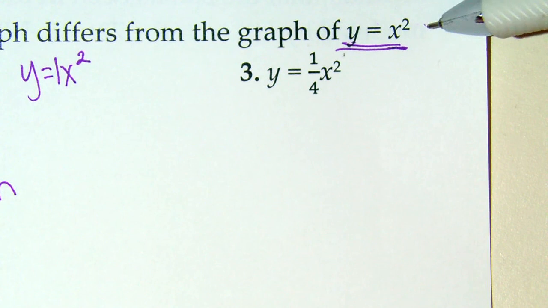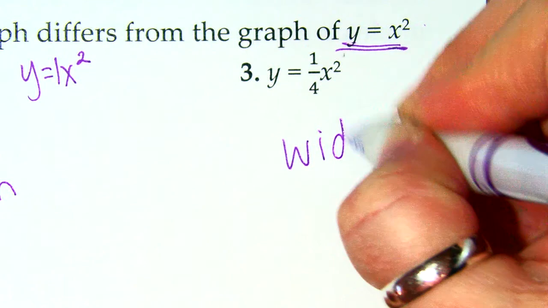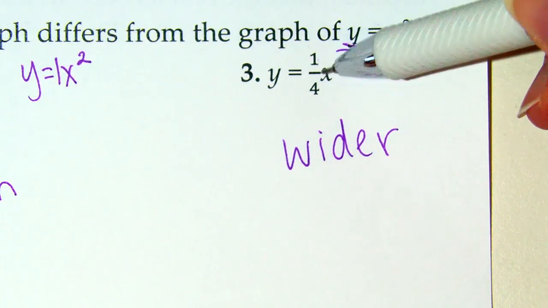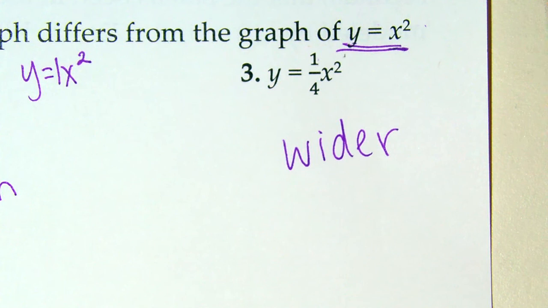So what changed? It's a fourth, so it got what? Wider. How do you know? Because when it gets smaller, it's wider. Right. So the smaller the number here, the wider the graph is. So did it move up or down? No. Did it flip? No. All it did was get wider.